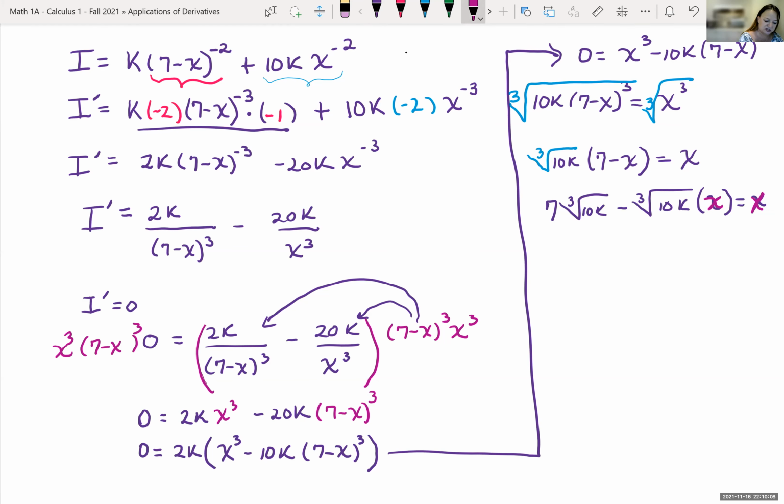It's linear, so let's get all the terms with x to one side. So let's add that cubed root of 10k times x to both sides. So if we do that, we get this 7 cubed root of 10k is equal to x plus the cubed root of 10k x.